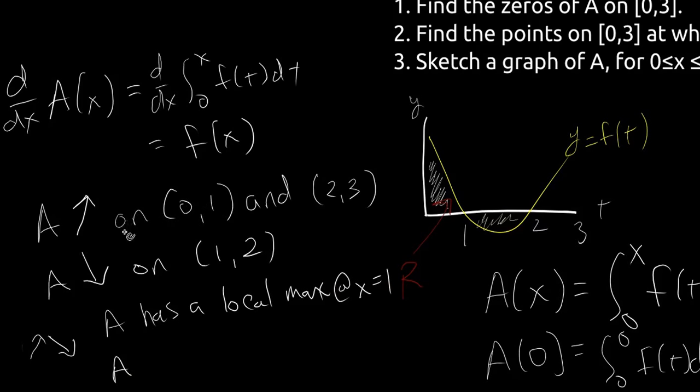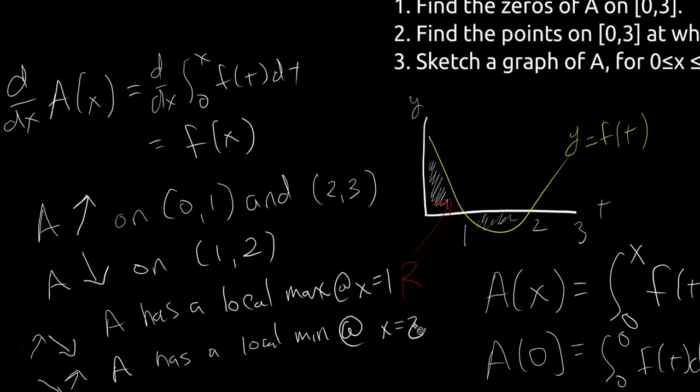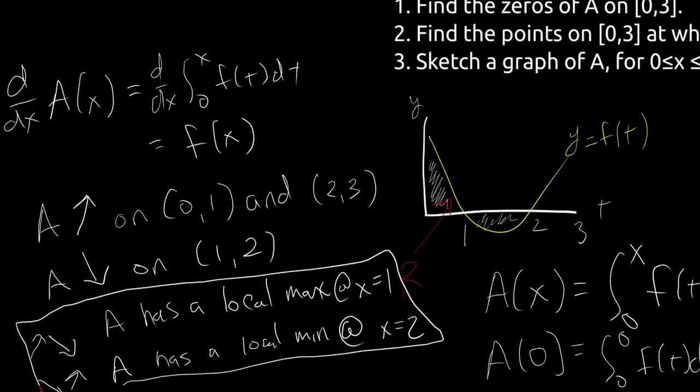So then as x goes through 2, A was decreasing, and then when x passed 2, over here A was increasing. So decreasing, then increasing. That means A has a local min at x equals 2. And that answers number 2.